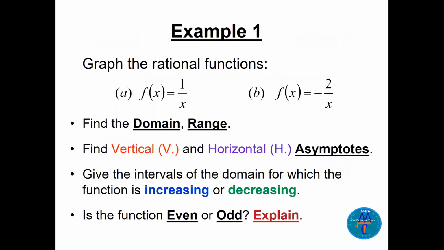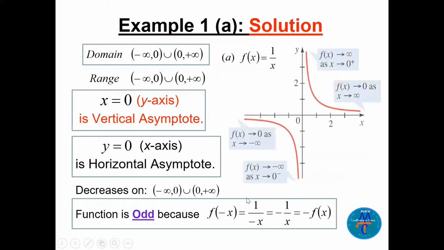Now, if we look at example 1, just as a review, this is the simplest rational function. Part A: f of x is equal to 1 over x. Part B will be f of x equals minus 2 over x. Let's find the domain and range, the vertical asymptotes, the horizontal asymptotes, etc. So we look at the first one.